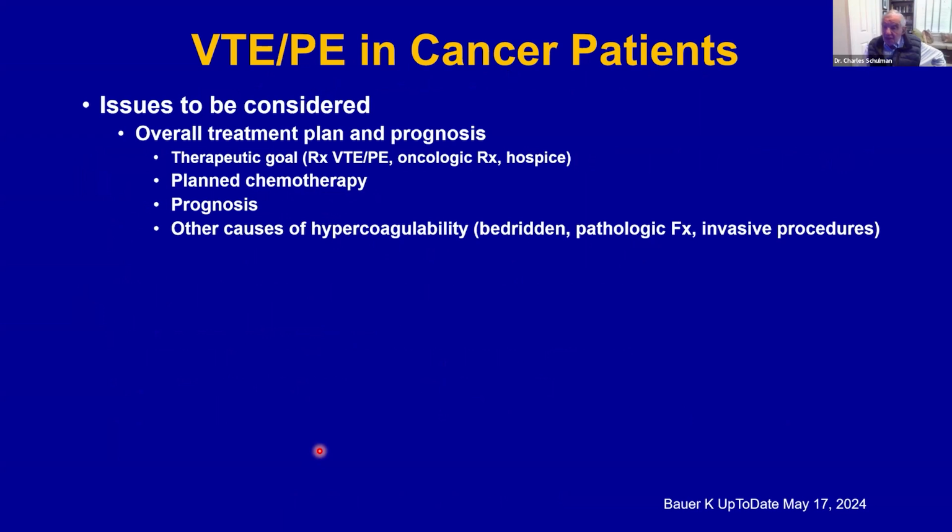Which brings us to consideration of cancer patients. There are a number of different issues to be considered in cancer patients. What is the therapeutic goal? I mean, treat the thromboembolism. What is the oncologic therapy? Is the patient on hospice? Is there planned chemotherapy coming? What is the prognosis? Are there other causes of hypercoagulability, such as is the patient bedridden, or was there a pathologic fracture, or have there been invasive procedures?